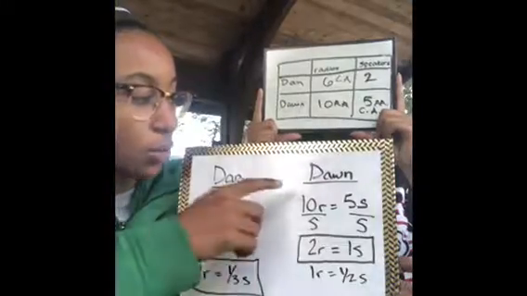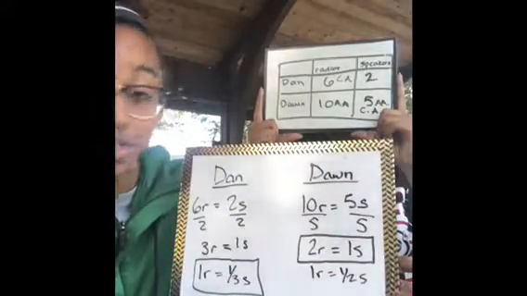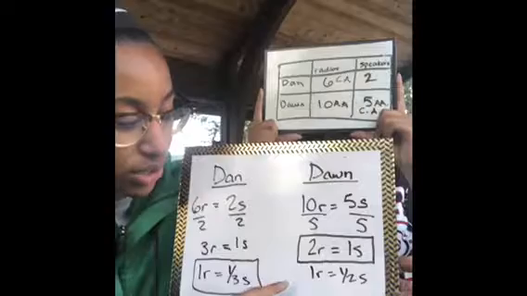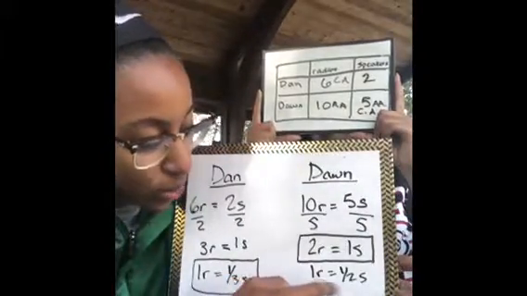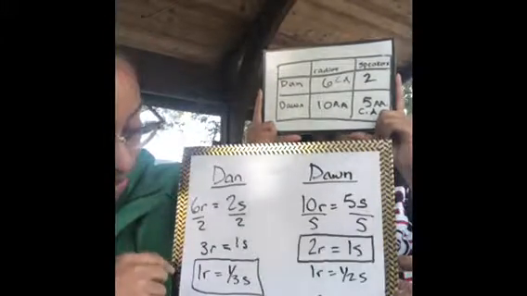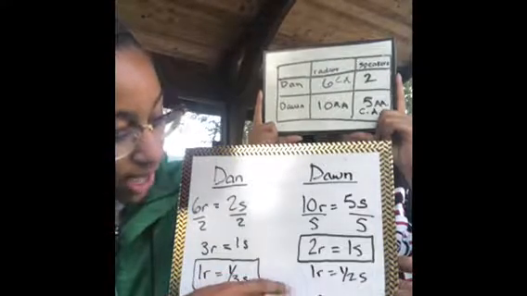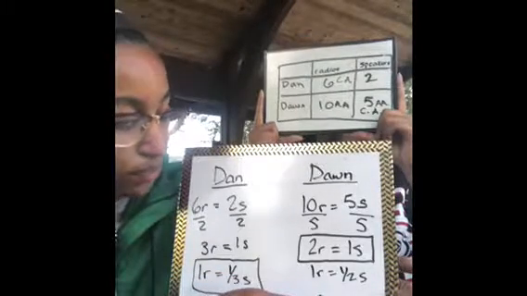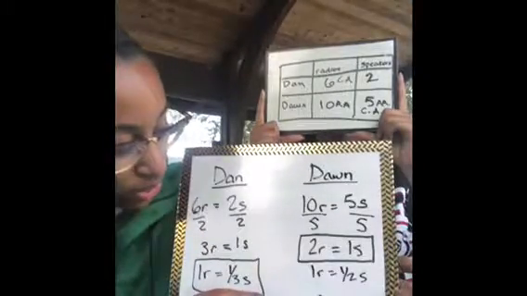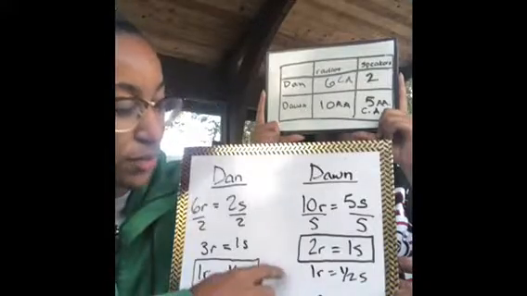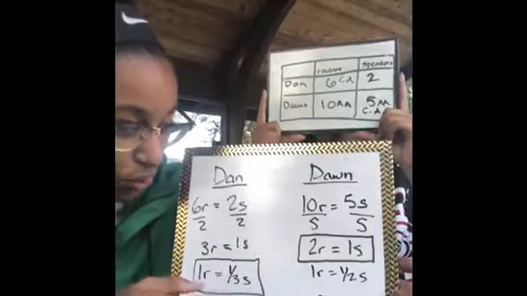But first, you've got to find out about Dawn. Since she produced 10 radios for every 5 speakers, you'll divide both sides by 5 and get 2 radios equals 1 speaker. And then find the reciprocal, which is 1 radio equals 1/2 speaker. Dan has the comparative advantage in radios because he has 1 radio equals 1/3 speaker, while Dawn has 1 radio equals 1/2 speaker. But Dawn has the comparative advantage in speakers because she produces 1 speaker for every 2 radios, unlike Dan, who produces 3 radios for every 1 speaker.